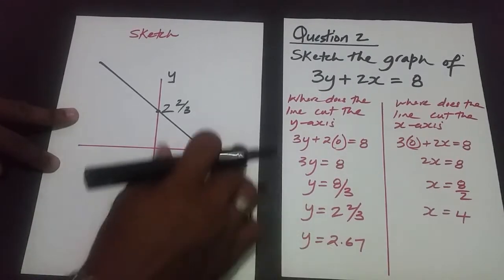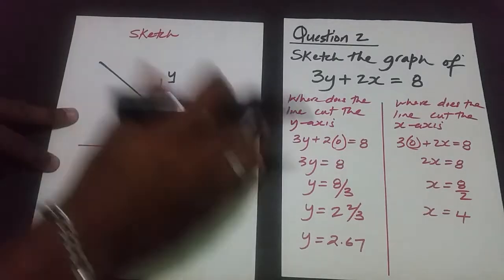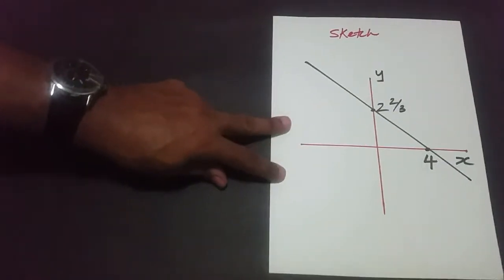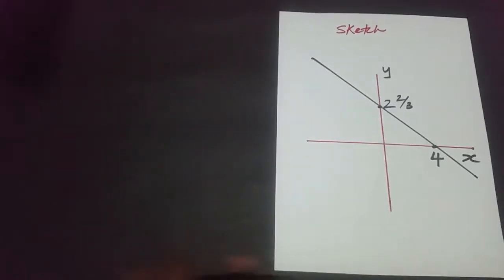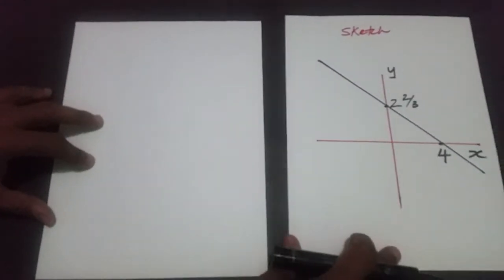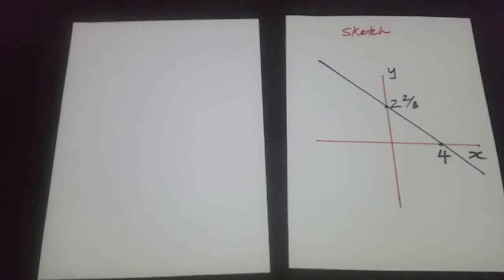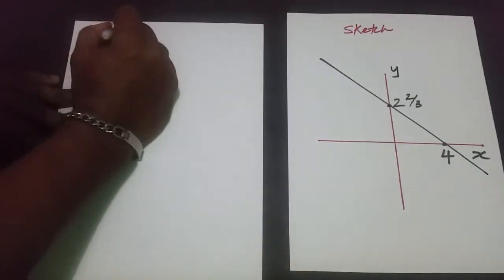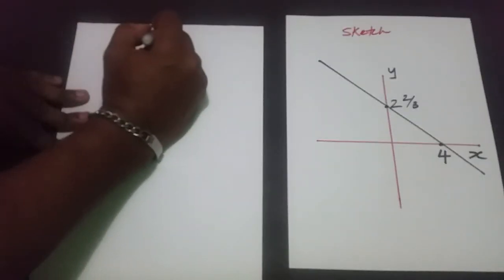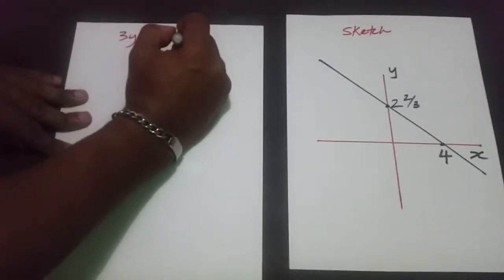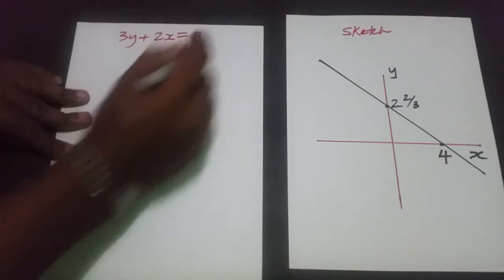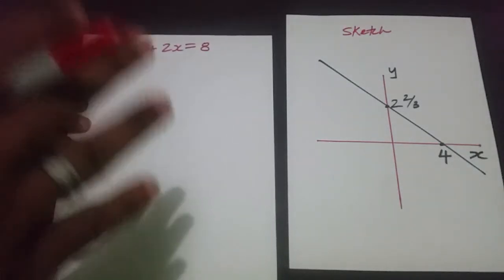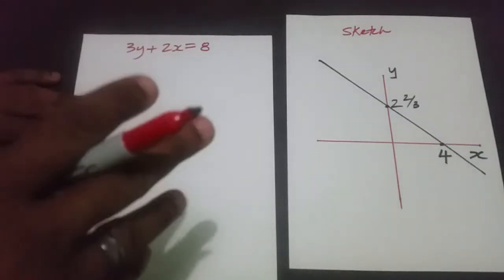Pretty simple. Now, if you want to go ahead and use a second method, that is also fine. So let's take a look at the second method here, or the first method rather, so that we're clear. And the first method would involve putting the equation into the general form. So we have 3y plus 2x equals 8, and what we want to do is get it in the general form, which is y equals mx plus c.